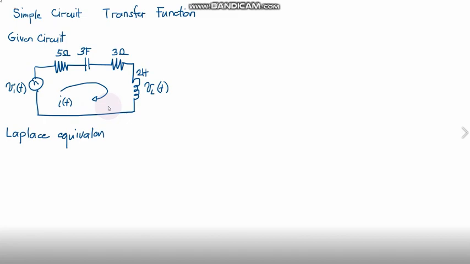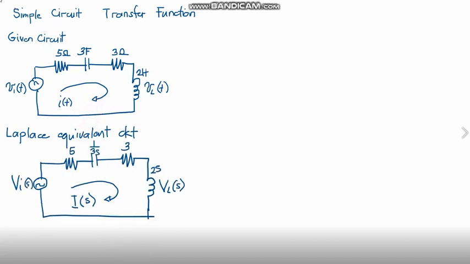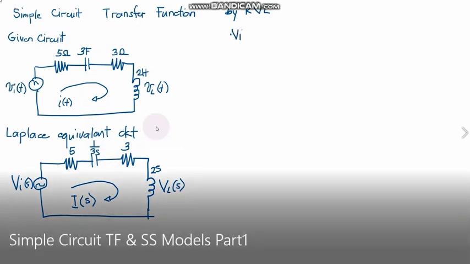So to solve for the transfer function, we need to write the equivalent Laplace circuit of the given circuit. That is the shortcut method. Okay, so this is now the Laplace equivalent circuit, wherein the 5 ohms is now 5 and the 3F is now 1 over 3s, and the 3 ohms is 3 and the 2H is 2s. And of course the v_i(t) is equal to V_i(s), the i(t) is I(s), and the v_L(t) is now V_L(s).